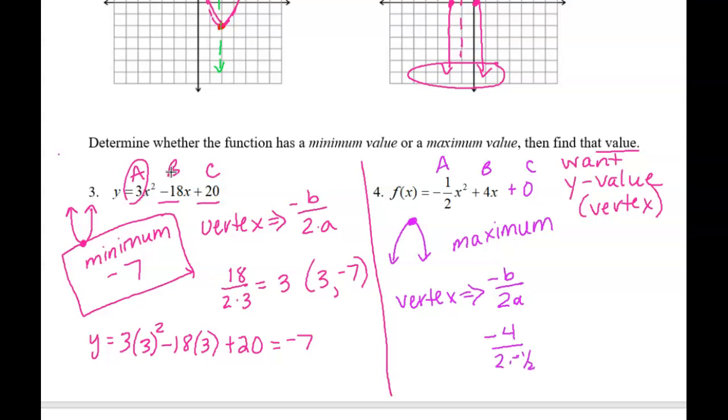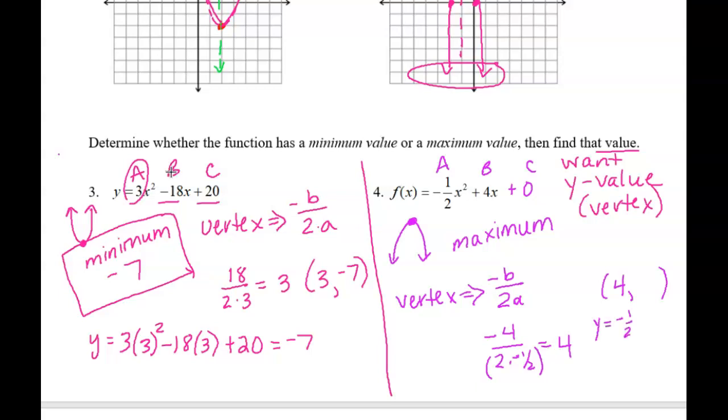And we could type that into a calculator as well. So if you're typing that in, you'll probably want to use parentheses or do it separately. So negative 4 divided by parentheses 2 times negative 1/2. You want to type that in, and we get positive 4. So now we'll go ahead and find the y value. So y, we use our original.